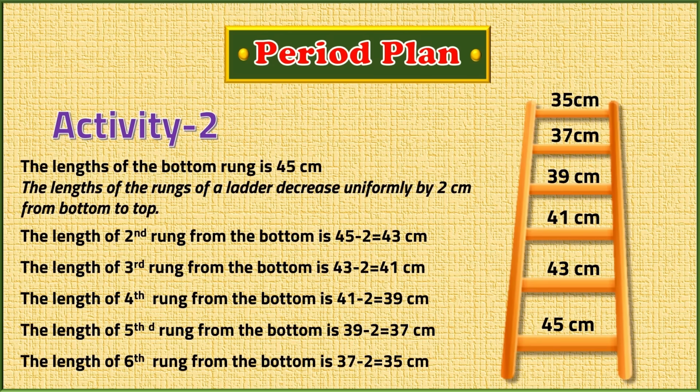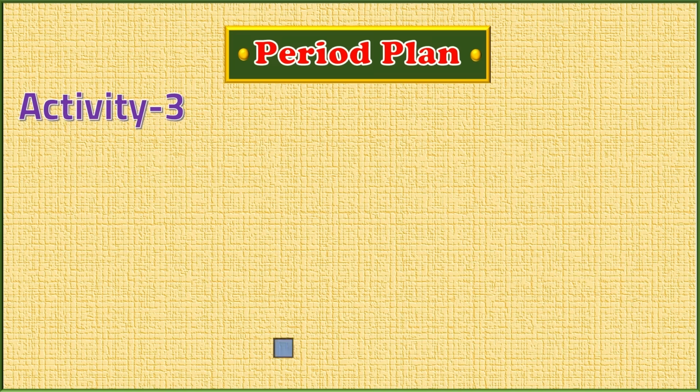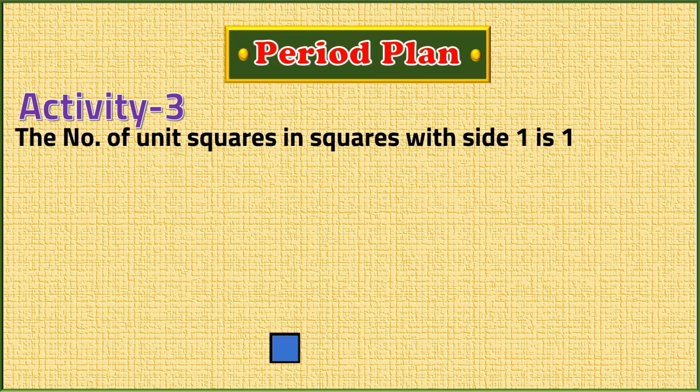Now let us see activity 3. The numbers of unit squares in squares with side 1, 2, 3 units are respectively 1, 4, 9 and so on. What pattern do you observe in this situation? Is this pattern the same as the previous one? First, we have to find the pattern and give an explanation as to whether this pattern is the same as the previous one. If the side is equal to 1 unit, how many unit squares are there?